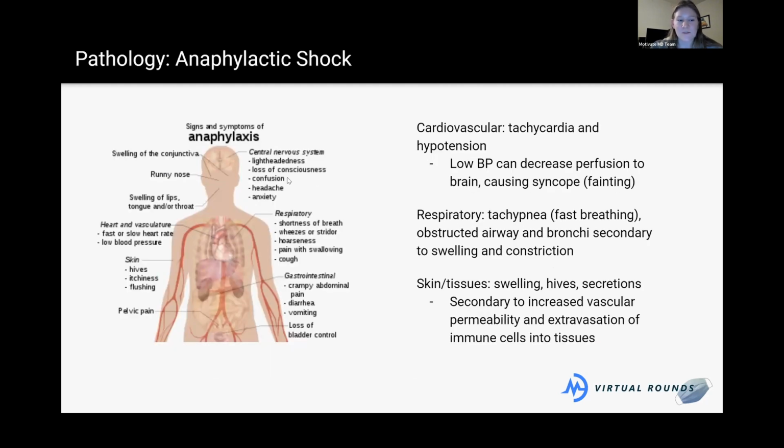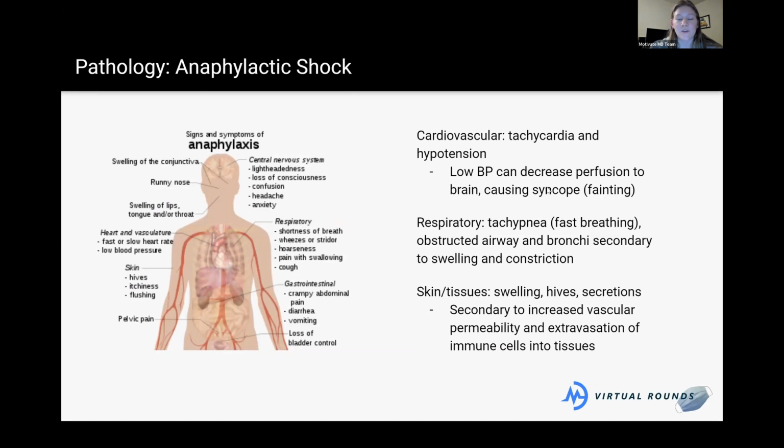Some signs and symptoms of anaphylaxis, we saw in our patient in their exam: we can get tachycardia and hypotension. The reason we see this is because with that vasodilation, you get really large blood vessels that have a low blood pressure, and that can decrease perfusion to your organs, especially to your brain. It can cause you to faint, lose consciousness, have altered awareness of your surroundings and things like that. To compensate for that, your heart is going to increase its rate to try to pump more blood to your organs and to the rest of your body.